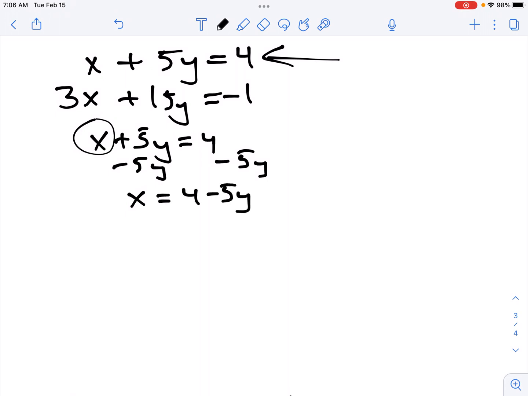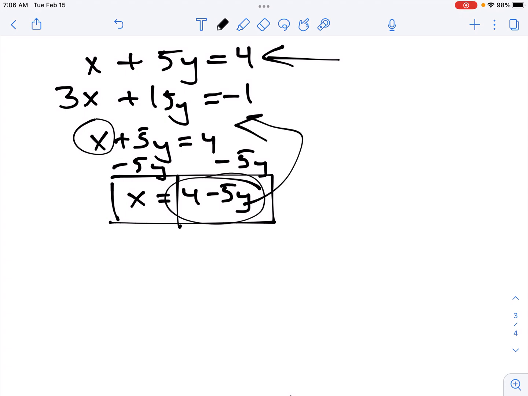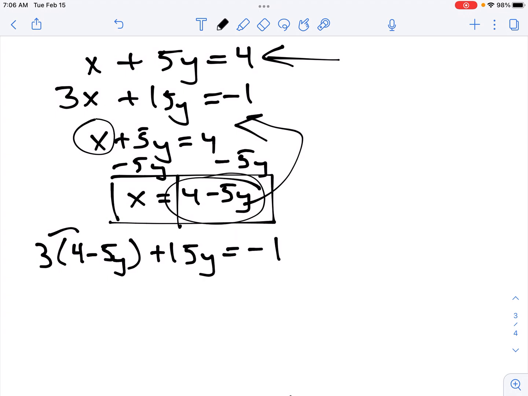Good. Now, we're going to put this, more specifically this part right here, into this equation wherever we see x. So we have 3 times, instead of writing x, we're going to write 4 minus 5y, plus 15y. Not the equals yet. Equals negative 1. All right, distributive property, right? Always just do what's in front of you and trust the process. So 12 minus 5y plus 15y equals negative 1.